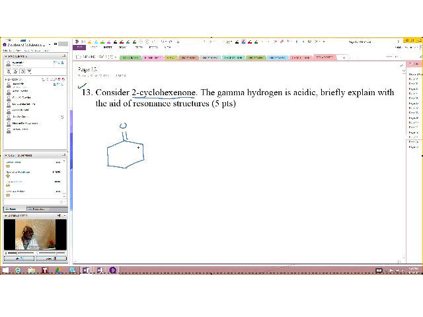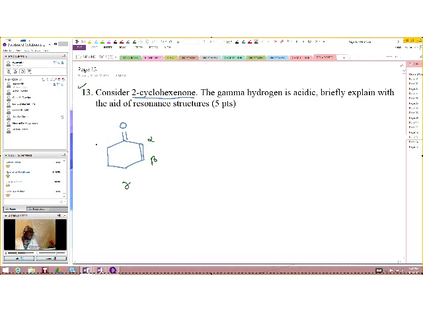It's a ketone, and then you have a carbon-carbon double bond in the 2 position. That is why they have 2 here. Now if you take a look at this molecule, relative to the carbonyl, this is the alpha carbon. This is the beta carbon, using the Greek symbol, and this here is the gamma carbon.